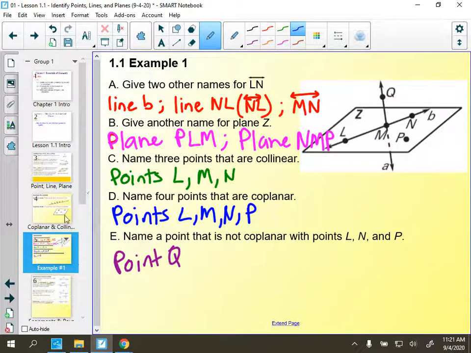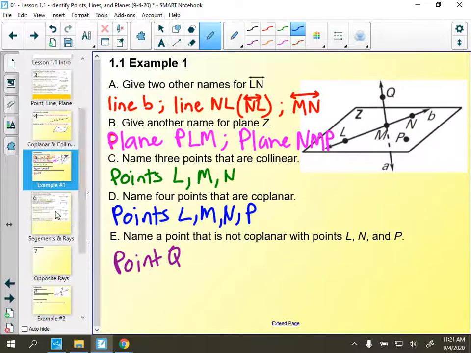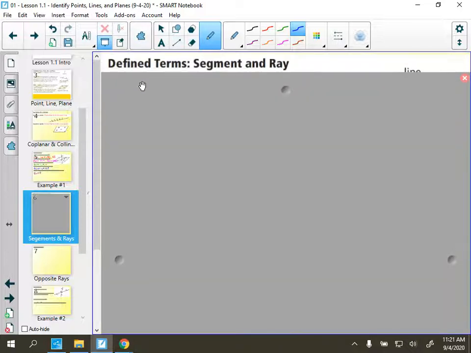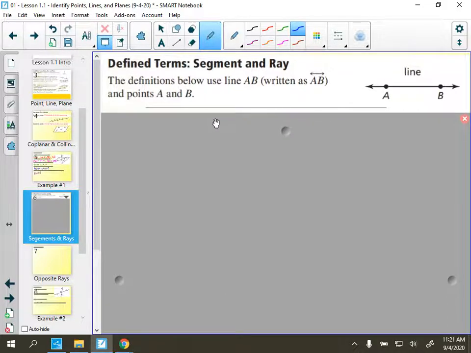Still some vocab to get through here to cover in this section. Okay, now that we're working with an understanding of what a point, what a line, what a plane is, we can use those now to help us define some other words. So we're going to use those definitions, points, line, and plane, to help us define segment and ray.